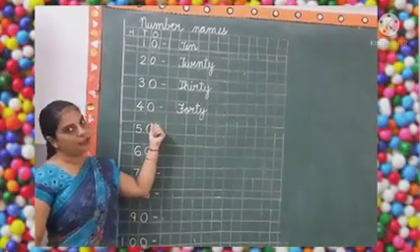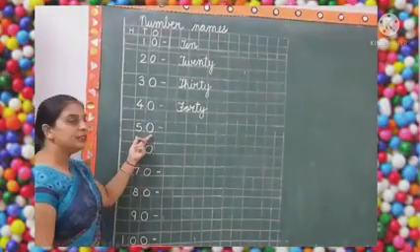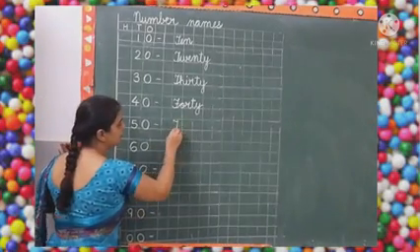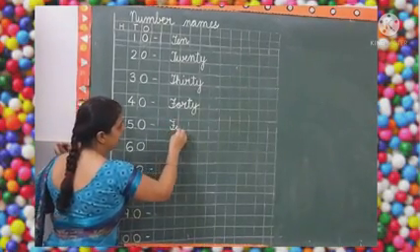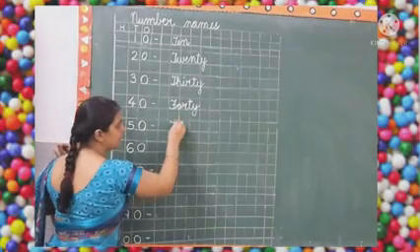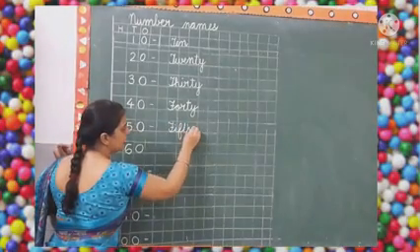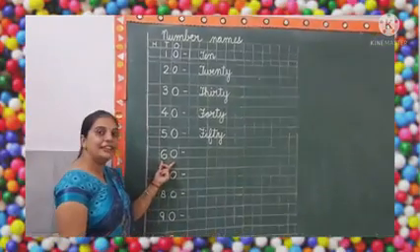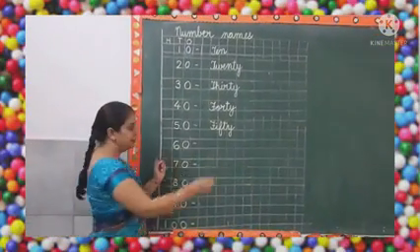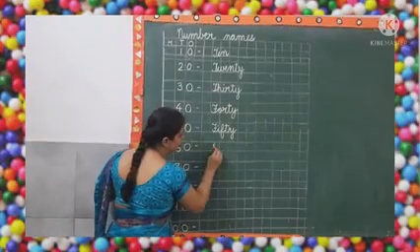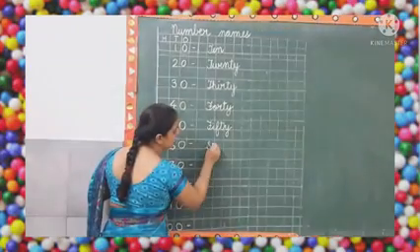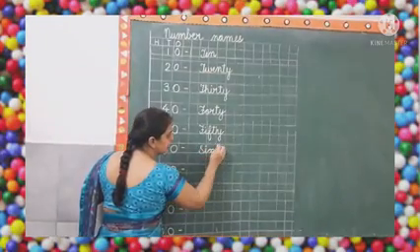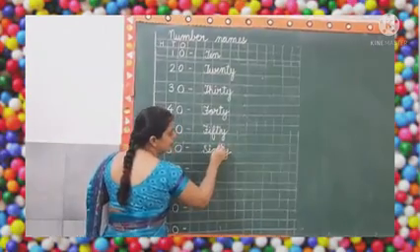F-O-R-T-Y, 40. Okay? Next number is 50. So we will write 5th first. F-I-F, 5th, and TY is T. 50. Now see children, our next number is 60. So this is very easy children. You will write the number name for number 6. You know the number name of 6? S-I-X, 6, and TY is 60.